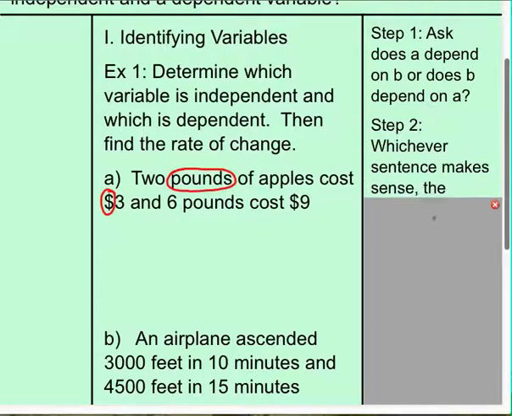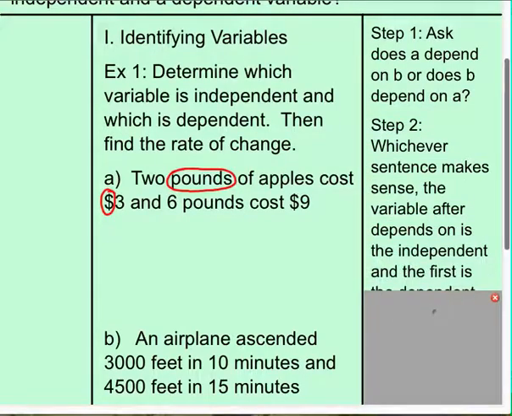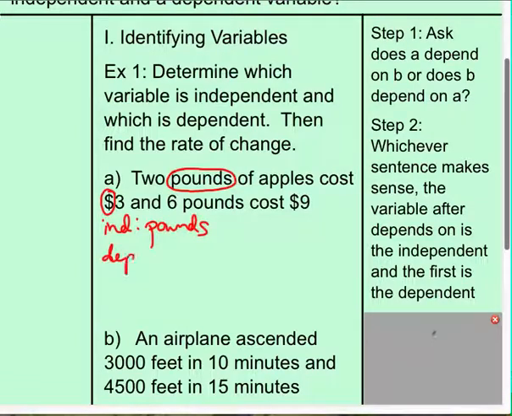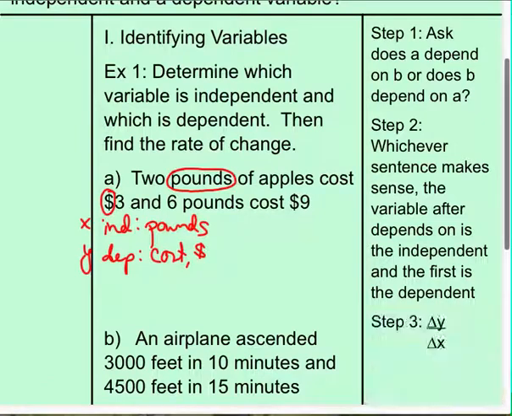So then we've got our dependent variable figured out because the cost depends on the pounds. So our independent variable is the pounds, and our dependent variable is the cost, or the dollars. So if you write independent then dependent variables, you'll have them in x, y order. X is your independent, y is your dependent. So to calculate the rate of change, remember, we're going to do change in y over change in x.